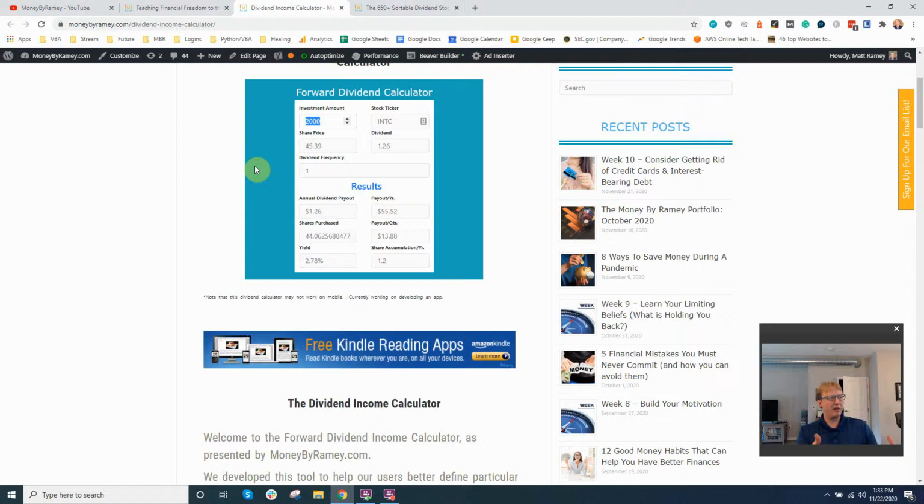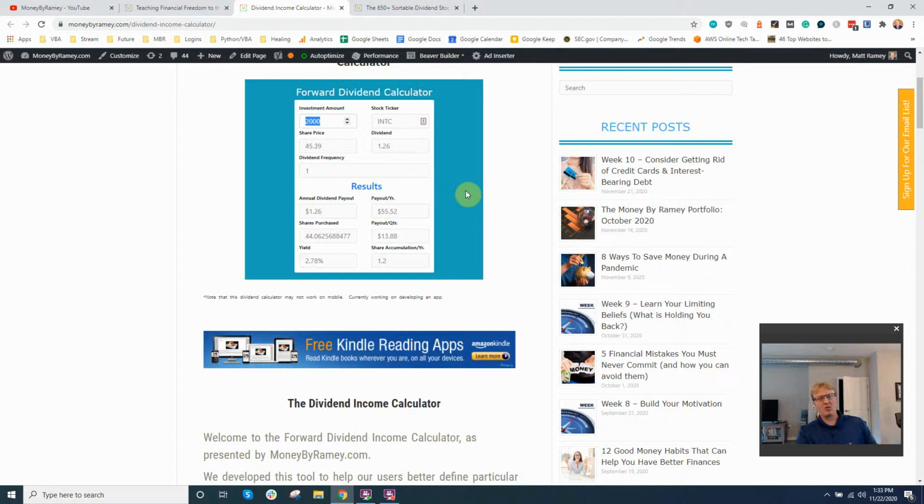Now again, the assumptions the calculator makes is a stable share price, and that dividend income remains the same, which we know that companies typically will increase their dividend. Share price is going to be all over the place. So this is just a tool that gives you a general, hey, where are things at right now, and if they stay the same right now, what would you get?